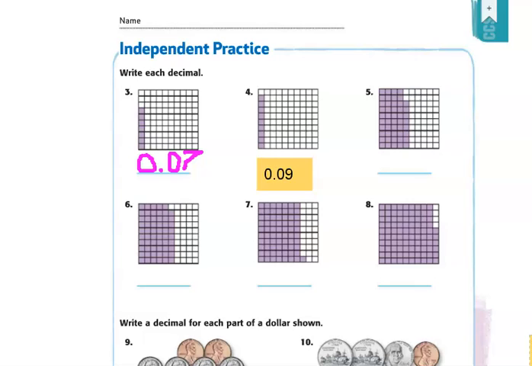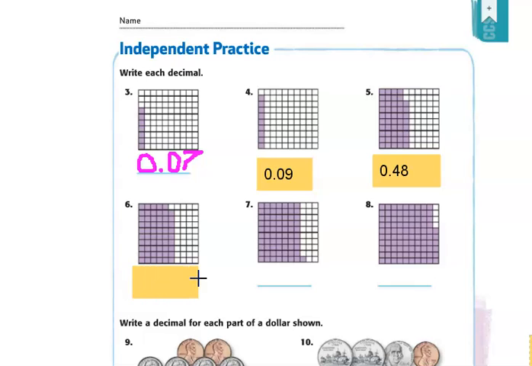Okay, so the next one. Now I do have some full rows, but I don't have a whole grid, so I still have 0 whole, and then I have 1, 2, 3, 4 rows, so that will put 4 tenths, and then if I count those I will see 8 hundredths that are in the row that is incomplete right here. So this row has 8 squares that are shaded, so 48 hundredths would be the correct way to read that, with 4 tenths and 8 hundredths.